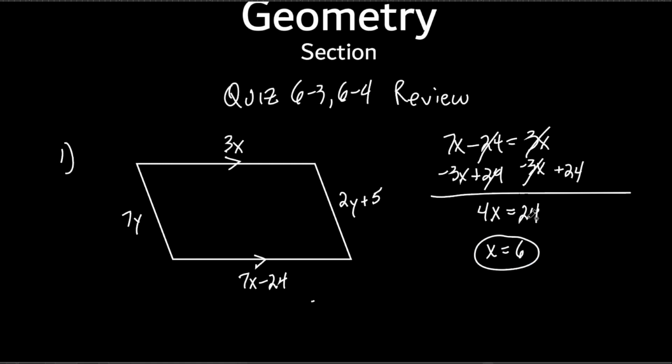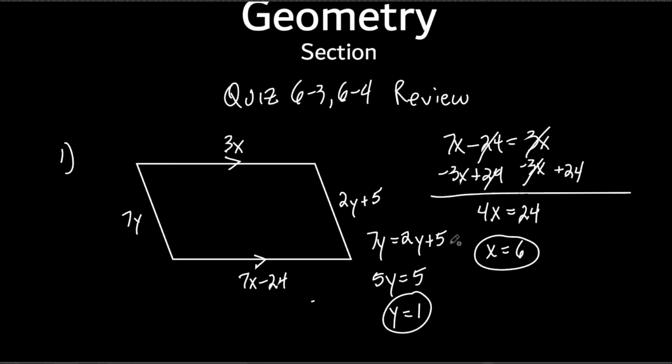But you've got to solve for something else, too. What else do you have to solve for? Got to solve for y. So I'm going to go 7y equals 2y plus 5. Subtract 2y from both sides. What do we get? 5y equals 5. Let's get y by itself now. Divide both sides by 5. So y is 1. And there you go.